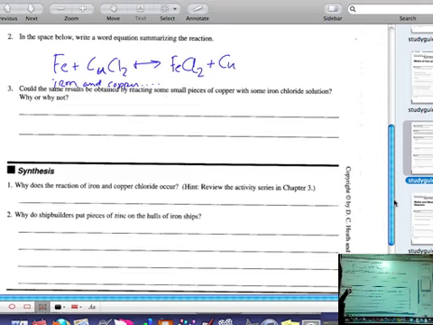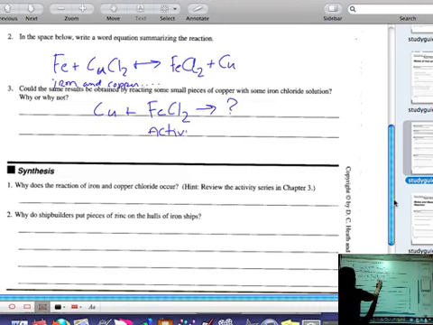For number 3, it's asking in the other direction, if we took small pieces of copper with some iron chloride, would the same reaction happen? Okay, this has to do with the activity series that I mentioned. Okay, that will help you a lot in answering this question.